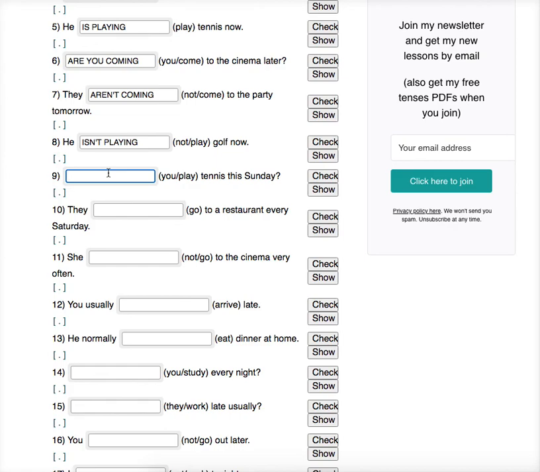Listo, ahora es una pregunta. Hazle switch. En lugar de you are, lo cambias. ¿Cómo sería? I am playing... No, tennis this Sunday. Lo tenías bien, lo tenías bien. En afirmativo sería you are playing tennis this Sunday. Eso es un afirmativo. Pero acuérdate que cuando es una pregunta le tenemos que hacer switch.